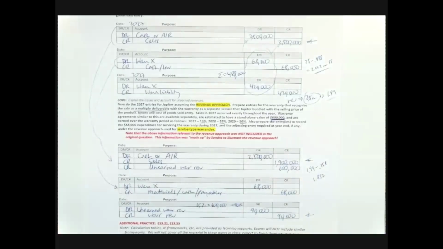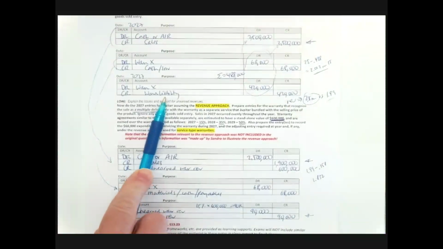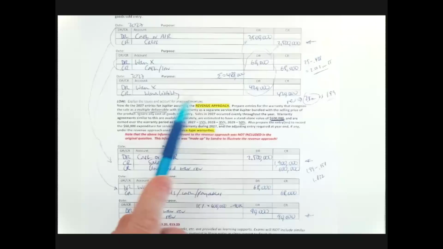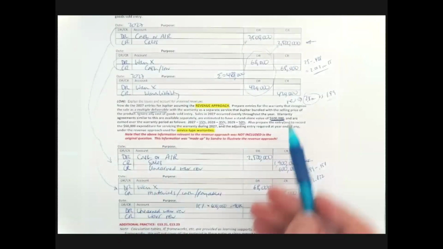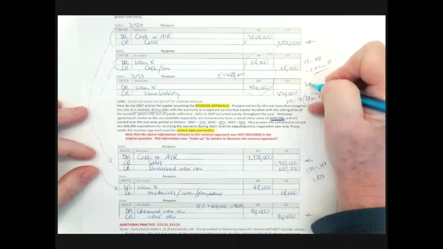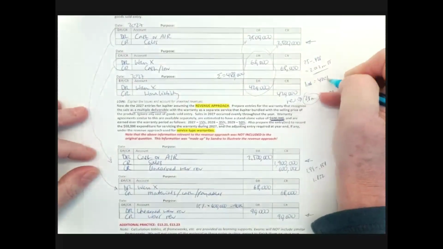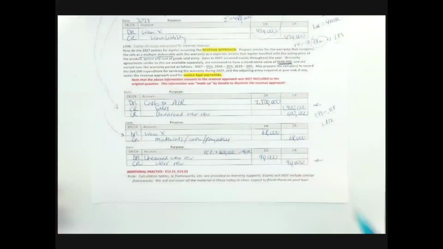Okay, what's something that CFOs don't like to report? What would they like to report less of? We don't like reporting liabilities, right? Okay, so which one has higher liabilities? Our liabilities under this approach at the end of the year are 420. What are our liabilities under this approach?